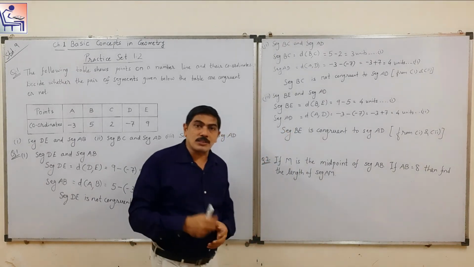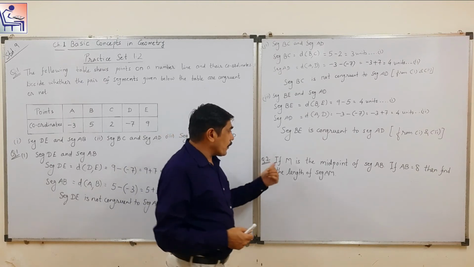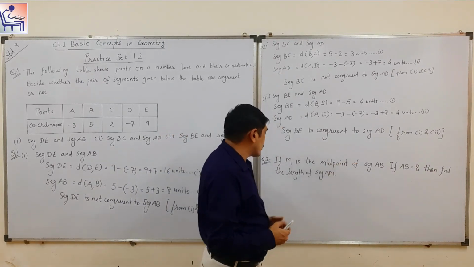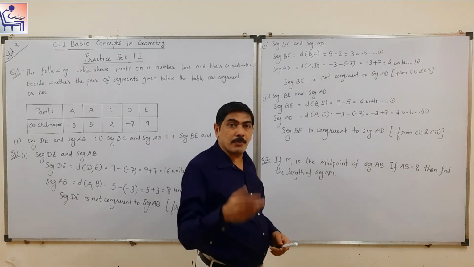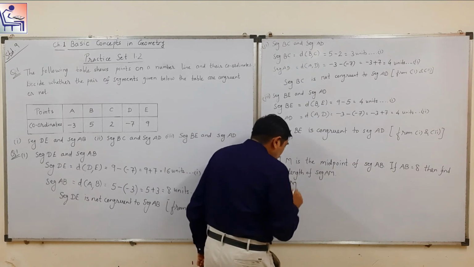Now we will move towards the next question, that is your question number 2. If M is the midpoint of segment AB, if AB is equal to 8, then find the length of segment AM. So let's check here. M is the midpoint.